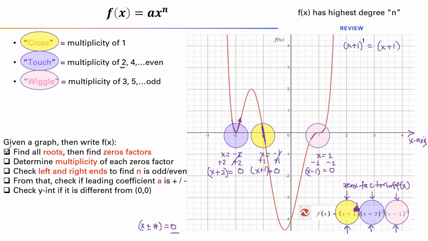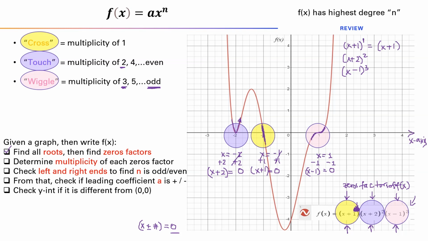So we write down x plus 2 with multiplicity of 2, right? And also right here we have a wiggle for the light pink area, that is a multiplicity of an odd number. So commonly it will be 3. We will say x minus 1 to the power of 3. And that's how we got the whole function f of x.